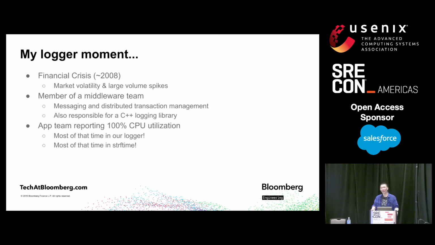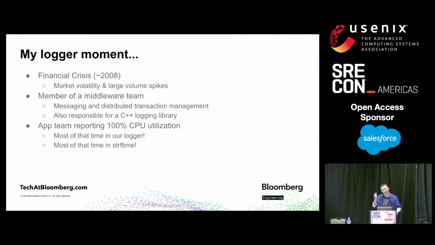So I said, what, really? And I looked into it, and it in fact was in our logger. Not only was it in our logger, but it was in the strftime function. So strftime, if you don't know it, is the C library function that's responsible for taking a binary encoded timestamp and converting it into human readable form. And that's what loggers use to present timestamps, right?